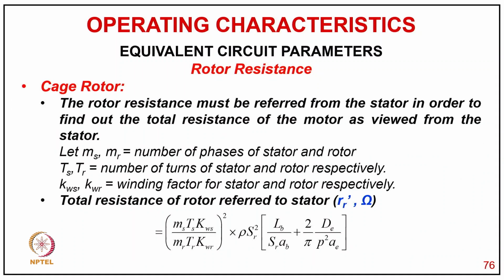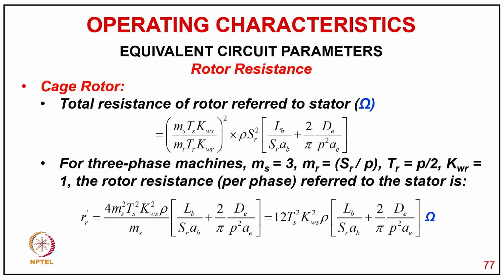So now coming to this, the rotor resistance must be referred from the rotor to the stator to find out the total resistance of the motor from the stator. Let's consider Ms and Mr are the number of phases in stator and rotor, Ts and Tr the number of turns of stator and rotor respectively, and Kws, Kwr are the winding factors for stator and rotor respectively. The total resistance referred to the stator will be equal to Ms Ts Kws divided by Mr Tr Kwr, whole square, the effective number of turns of stator and rotor, into rho into Sr square in bracket Lb upon Sr Ab plus 2 pi upon pi D upon P square A in ohms.